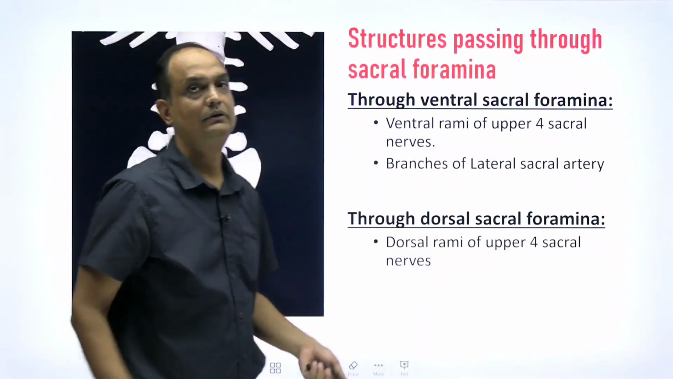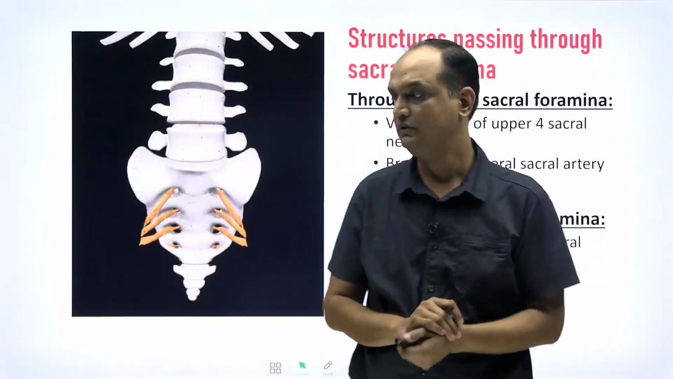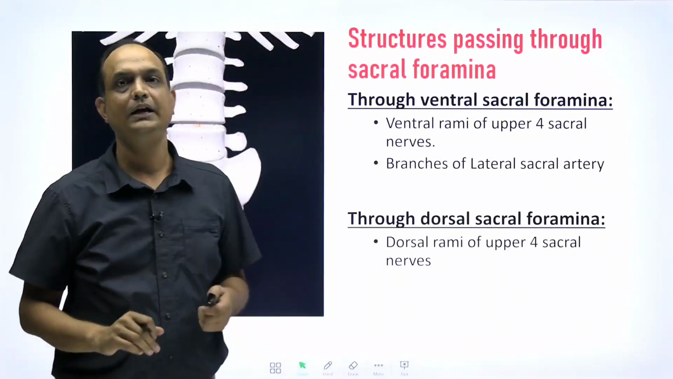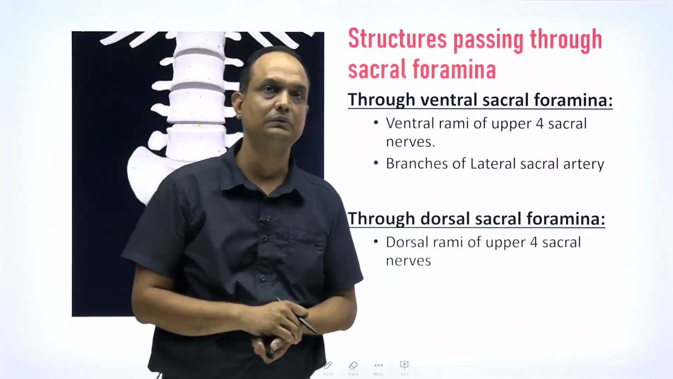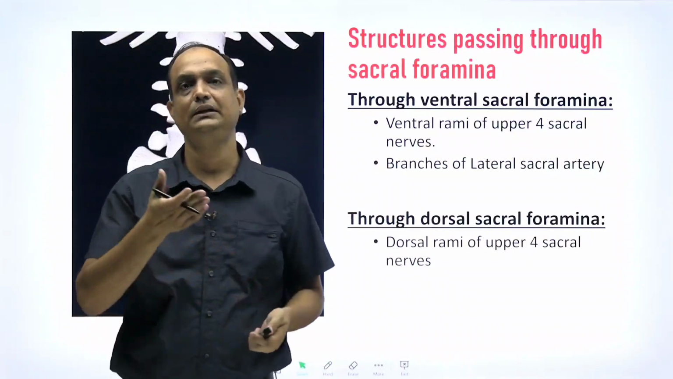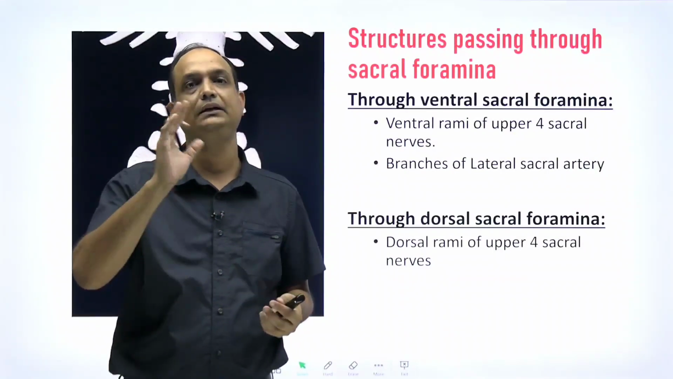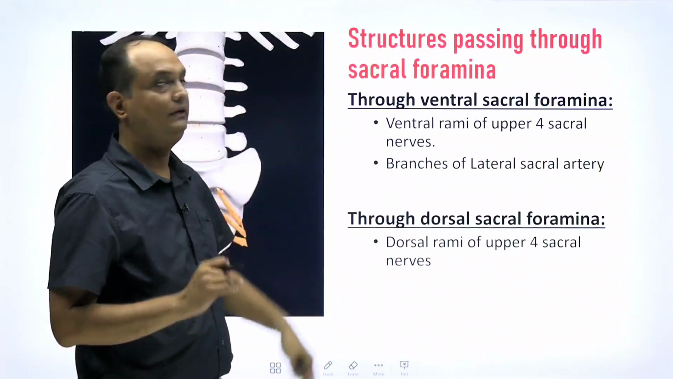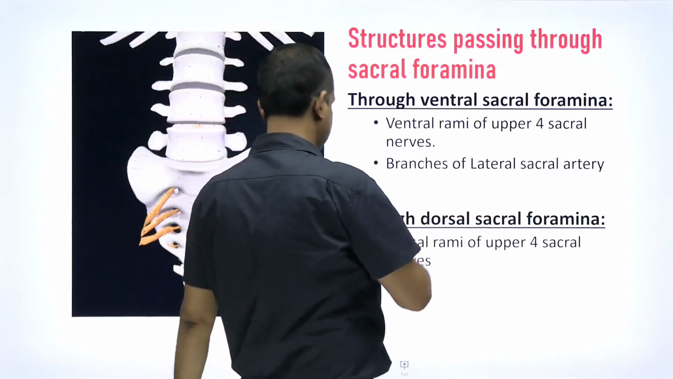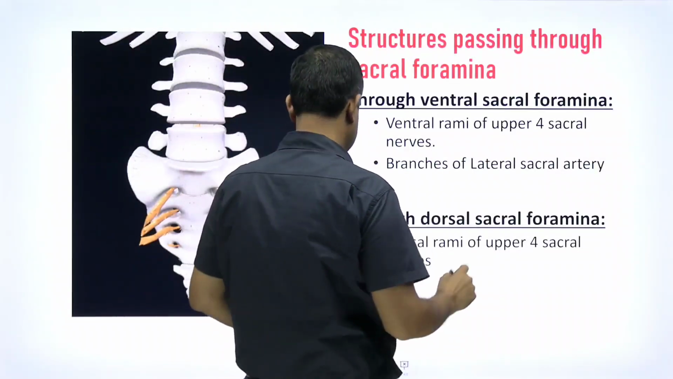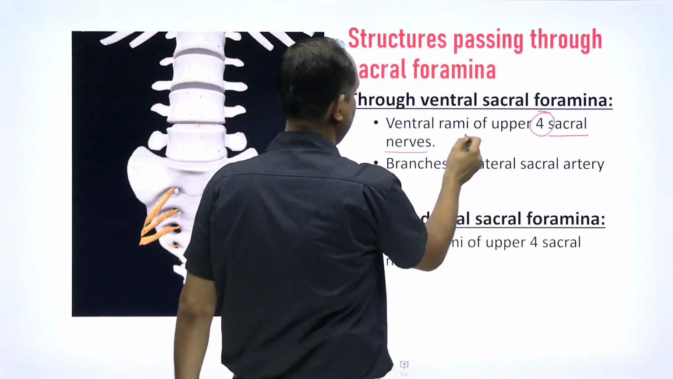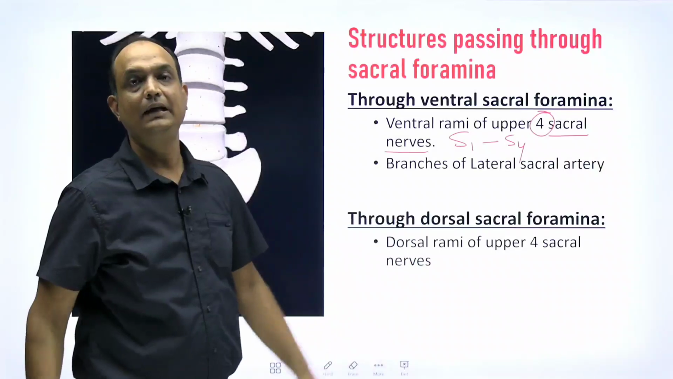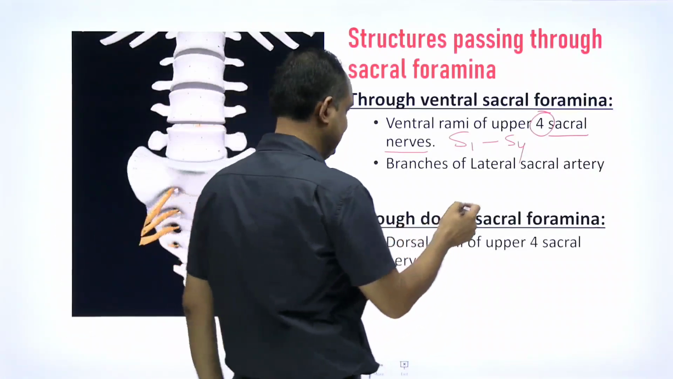Now you have one very important question: name the structures passing through the sacral foramina. We know that there are 4 ventral sacral foramina and 4 dorsal sacral foramina. The ventral sacral foramina give exit to the upper 4 sacral nerves, that means S1, S2, S3 and S4. And there is entry of the branches of the lateral sacral artery.